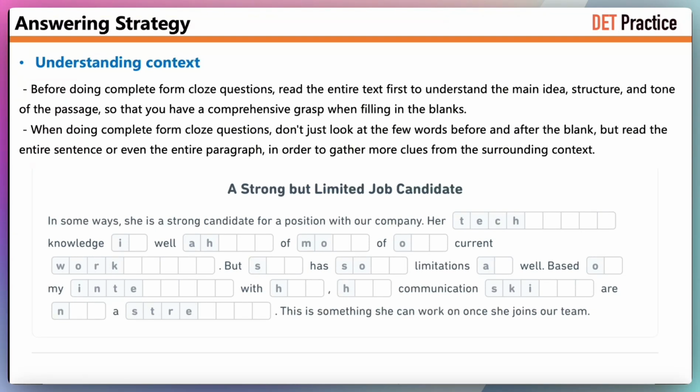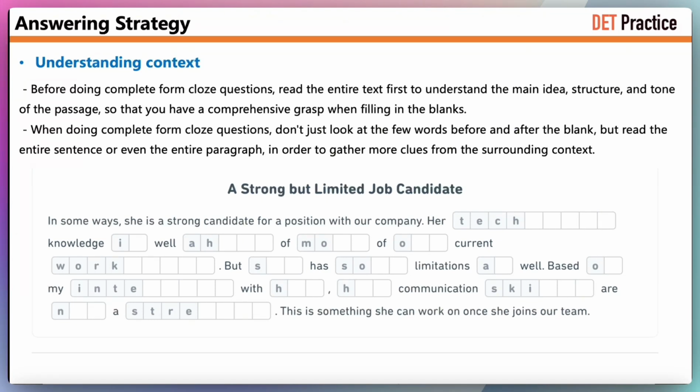Moving on to the body of the text, it seems to focus on 2 parts: the candidate's strengths and the areas where she can improve. The something in the closing sentence likely refers to the areas that need improvement. Through contextual analysis, we've developed a fairly good understanding of the question. Now, let's fill in these missing words together.